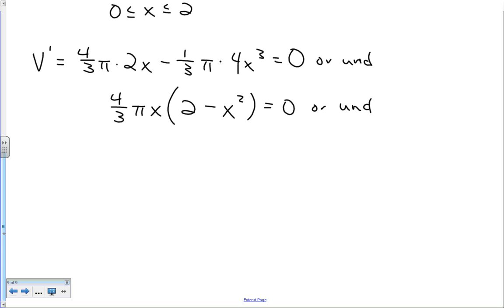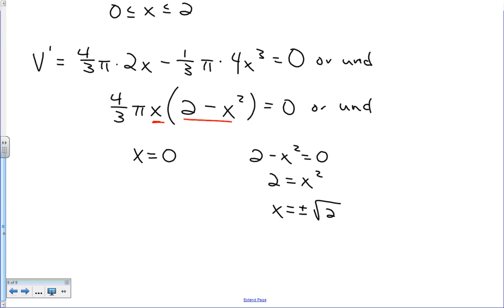So I can clearly see from the first factor there, this guy right here, that when x is 0, I'll get a 0 out of this thing. And from the other factor here, if I set that equal to 0, you'd have 2 minus x squared is equal to 0. So that would mean that 2 is equal to x squared. So that means x is equal to plus or minus the square root of 2.